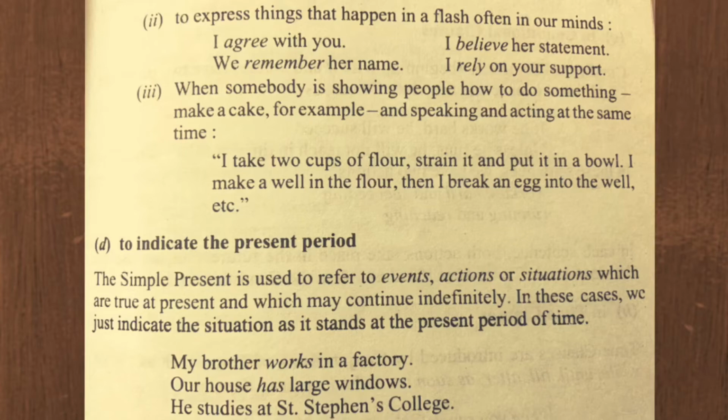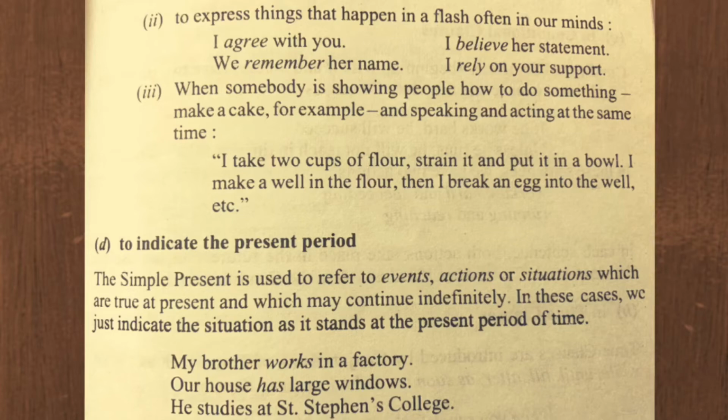For example, I agree with you. We remember her name. I rely on your support. I believe her statement. When somebody is showing people how to do something, make a cake, for example, we use present tense. Point D. To indicate the present period.